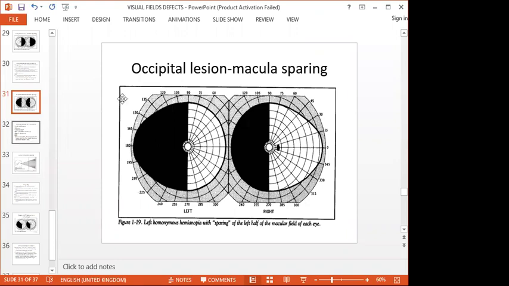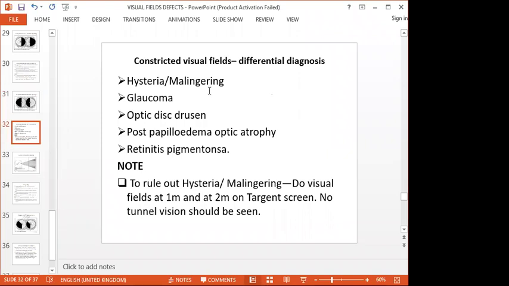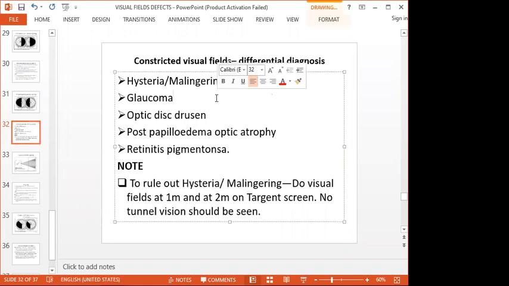Constricted visual field differential diagnosis is hysteria and malingering. Normally in hysteria and malingering, things don't match from what the patient is saying. You can also see glaucoma, optic disc drusen, post-papilledema optic atrophy, retinitis pigmentosa. Note, to rule out hysteria and malingering, do visual fields at 1 meter and 2 meters on tangent screen. No tunnel vision should be seen.